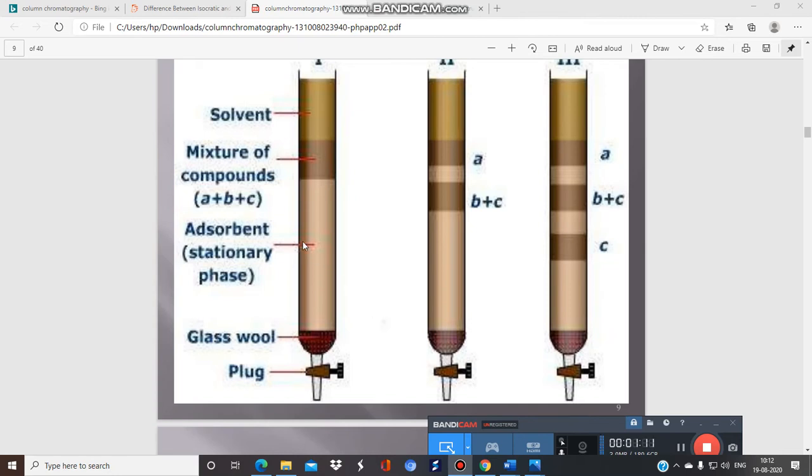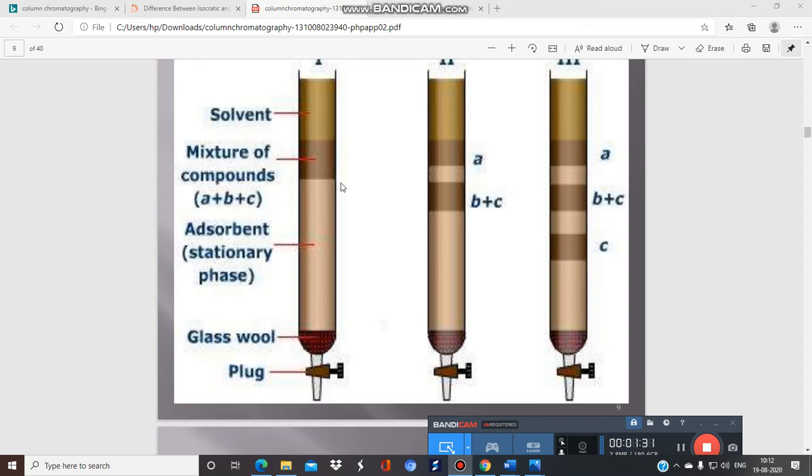And always remember this thing: in normal phase chromatography we are using a polar stationary phase like silica gel of special grade, and the mobile phase that we are using in column chromatography is non-polar in nature, like a chloroform ethanol mixture.